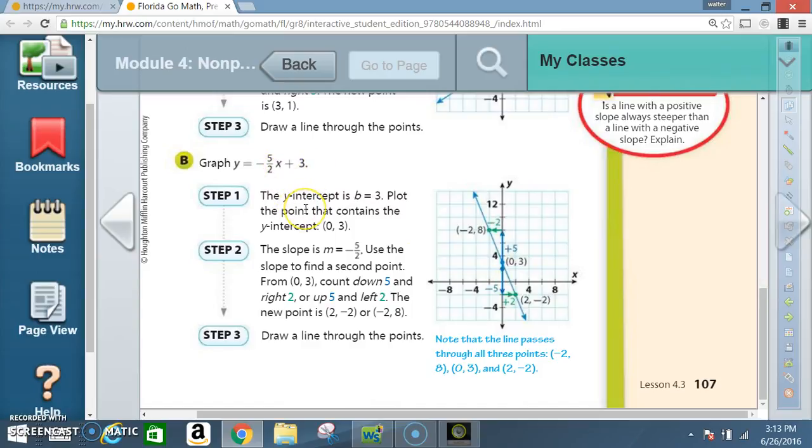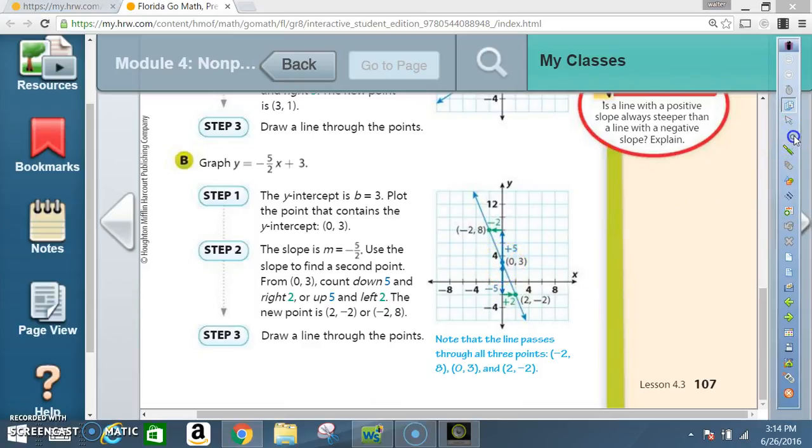All right. So now step 1 is we're going to graph the y-intercept. And the y-intercept is 3. So I'll go right here. I'm at 0. So that's 1, 2, 3. Right there is where the 3 is. That's my y-intercept. Now I'm going to count my slope.